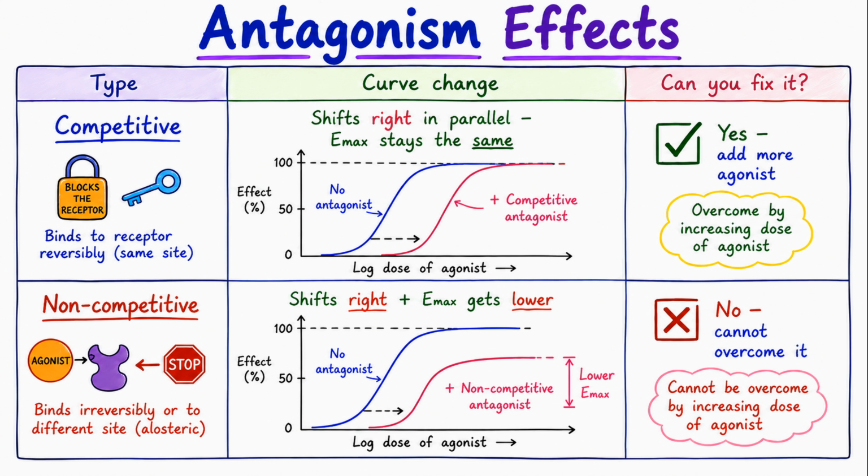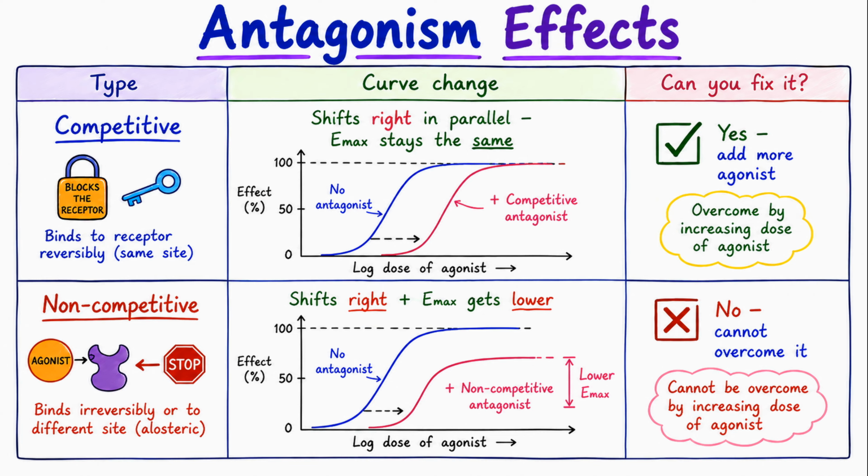Two types of antagonism, and the key exam skill here is reading what happens to the dose-response curve for each. Competitive antagonism. The curve shifts to the right, but it stays parallel to the original, and crucially, the Emax, the maximum effect, stays exactly the same. Why? Because a competitive antagonist is just competing with the agonist for the same binding site. Add enough extra agonist, and it'll outcompete the antagonist and still reach that same maximum effect. You've just had to push the dose higher to get there. So the good news here, yes, you can overcome it simply by adding more agonist.